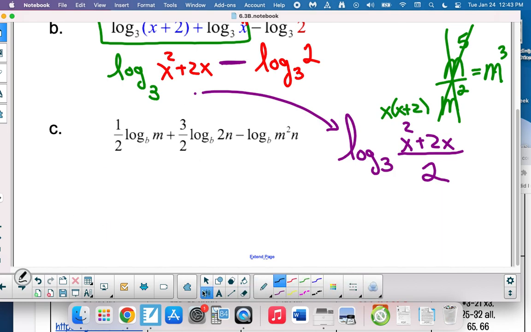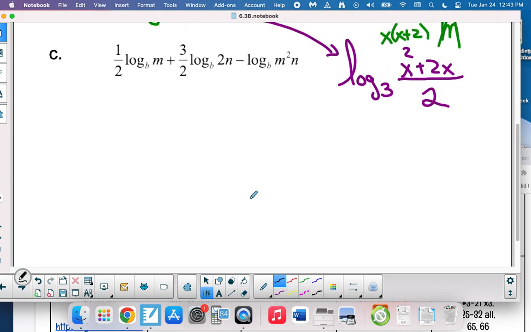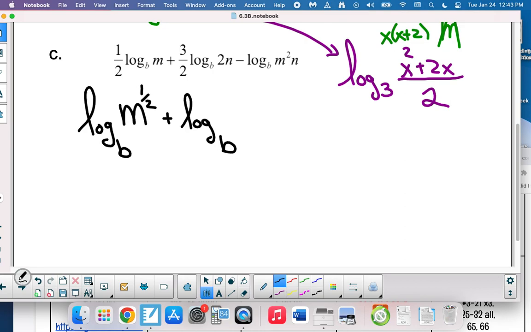Okay, whew, what a mess. And it is a mess, by the way, so be careful. Here we go. Look at the numbers in front of log. I've got a 1/2. Those have to go and be the exponents. So this would be log base b of m to the 1/2, plus log base b of 2n to the 3 over 2.